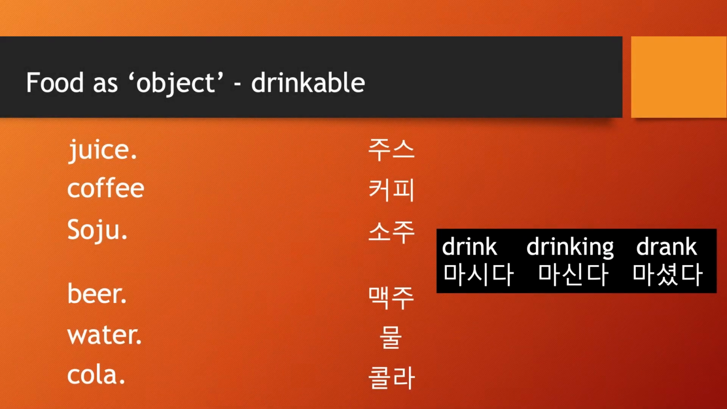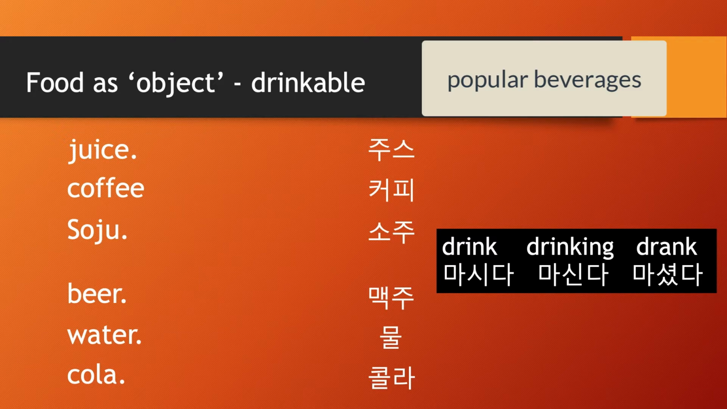Now the drinkable ones. Here is a list of popular beverages in Korea. Just like in English, Hangul also differentiates between eating and drinking. Juice, coffee, soju, beer, water, cola are all drinkable ones.